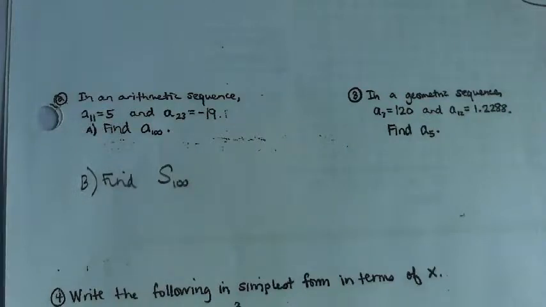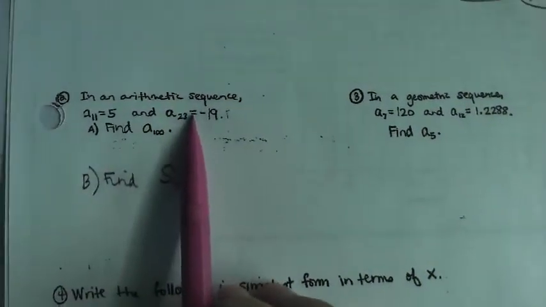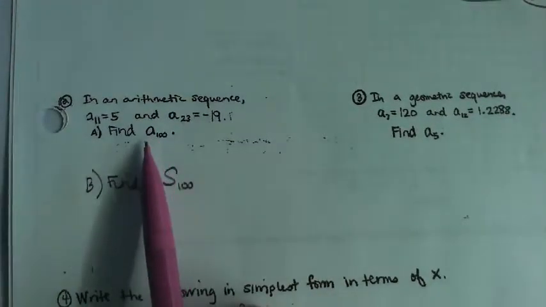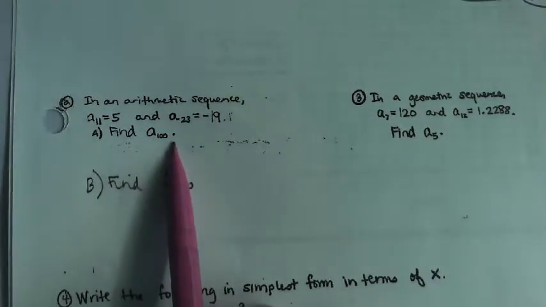2 and 3 are pretty straightforward. But what I will say, and I will remind you of, is this gives you the 11th term and the 23rd term. So how do we find the A sub 100 in the explicit formula without A sub 1? Okay? We have to go back and do that first.